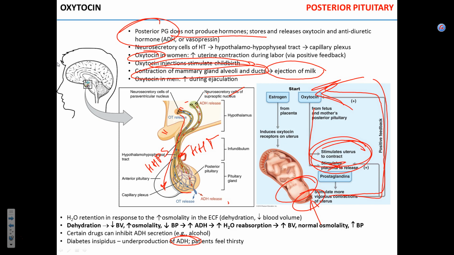It is known that oxytocin increases in men during ejaculation. Is there any physiological importance to it? We have no idea.